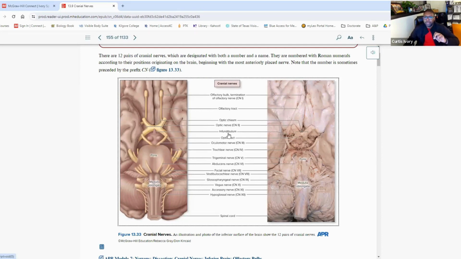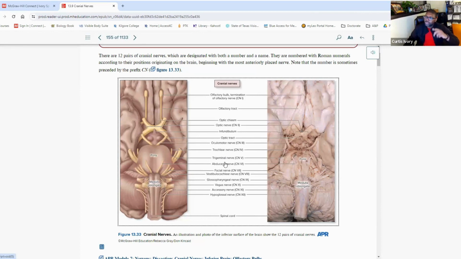Then you have the infundibulum, which isn't an optic nerve, but it's where your pituitary gland is. You have your oculomotor nerve. So oculo, we know, means eye, motor means movement. So this is the nerve that's going to move your eye. You have your trochlear. You have your trigeminal, which has three. That's why it's called trigeminal, because it has three nerves that are going to innervate some things.